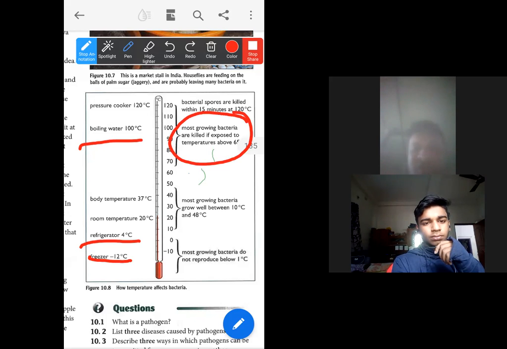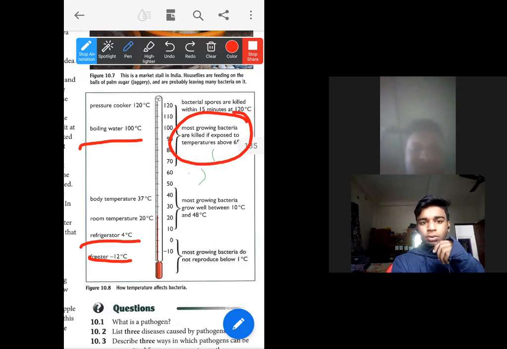Spores are the genetic material, not holes. The genetic material of the bacteria is kept in spores. Even if the bacteria is killed, but the spore is alive, later in future the spore can produce a new bacteria. At 100 degrees centigrade, the bacteria will be killed, but the spores will not be killed.